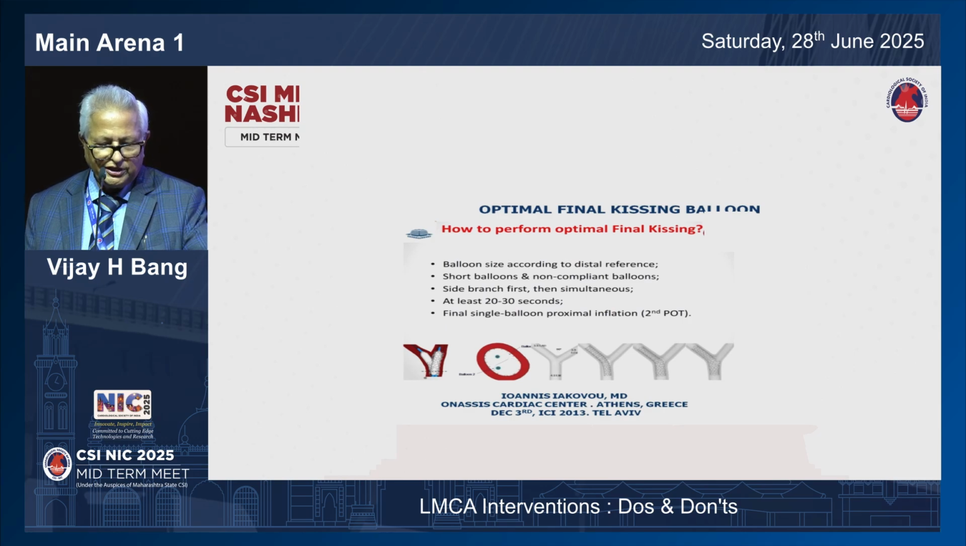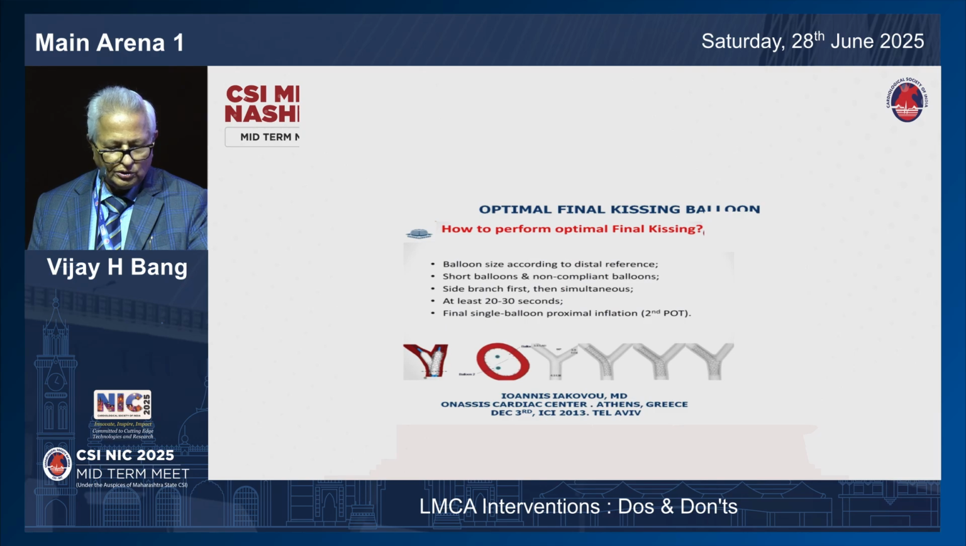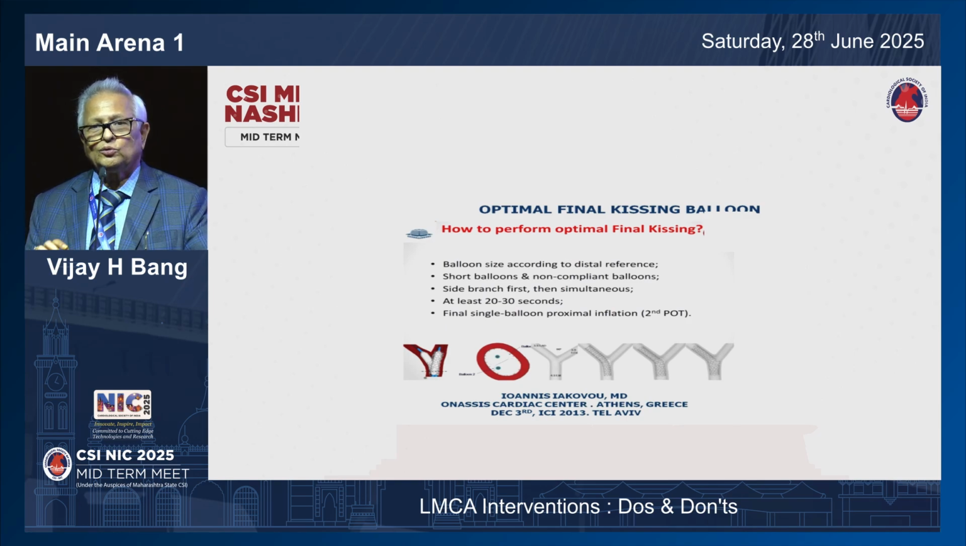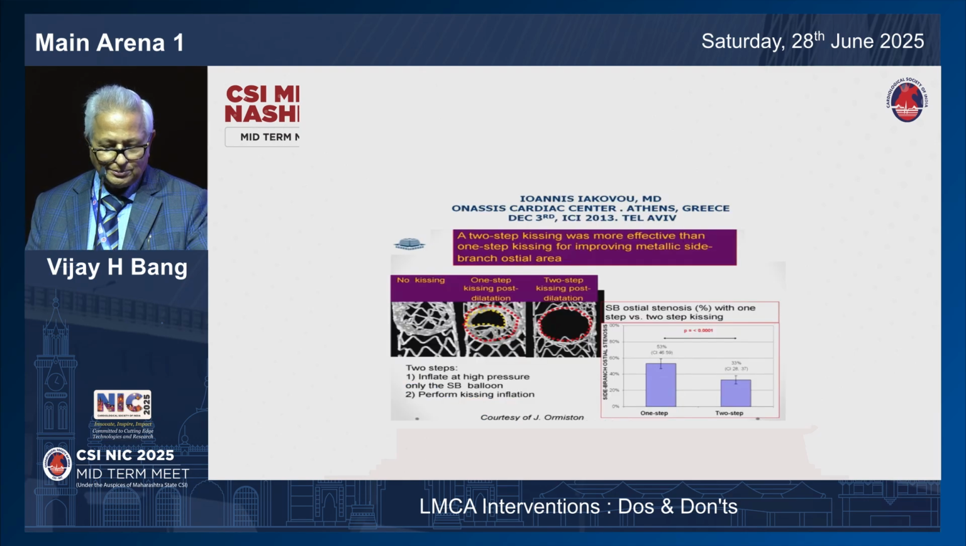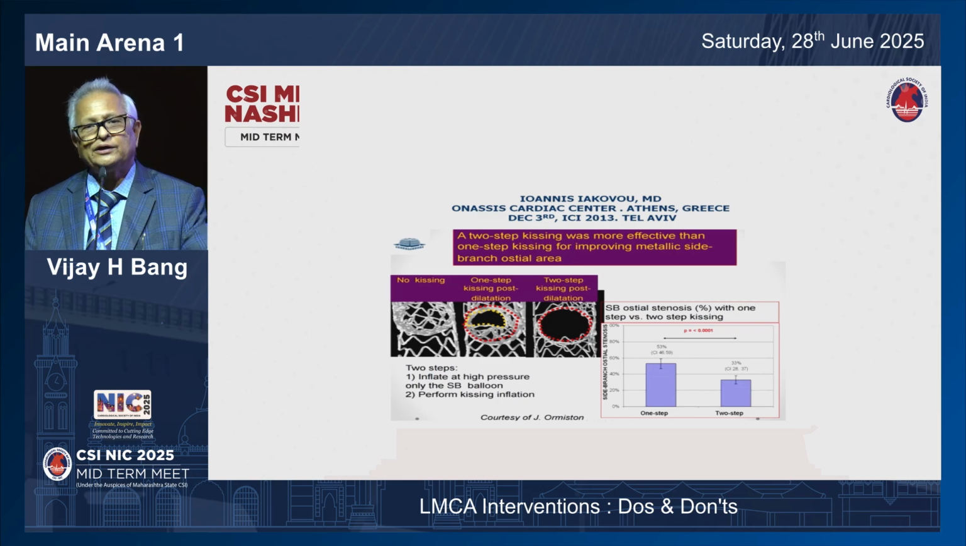Now, when you do a kissing balloon, you should follow certain criteria which are very important. The balloon size according to the distal reference vessel, short balloon, non-compliant balloon, side branch first and then simultaneously. The side branch first is very important, so that you crush all the metal which is in the side branch. Use a high pressure first in the side branch, deflate it, and then do a simultaneous kissing balloon technique. That helps a lot in producing a circular lumen, which is very helpful in providing a good long-term result.